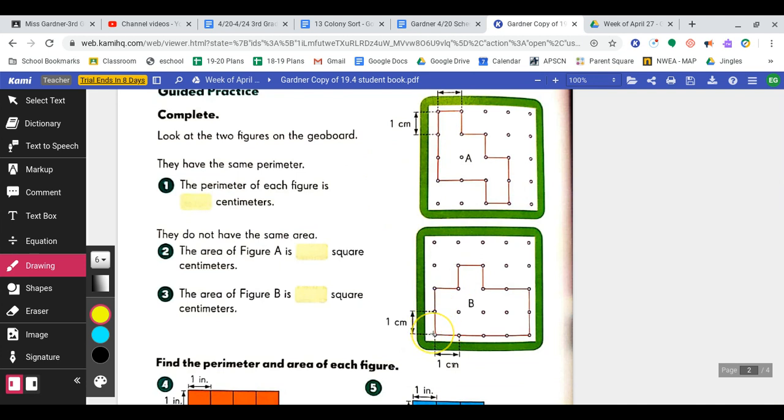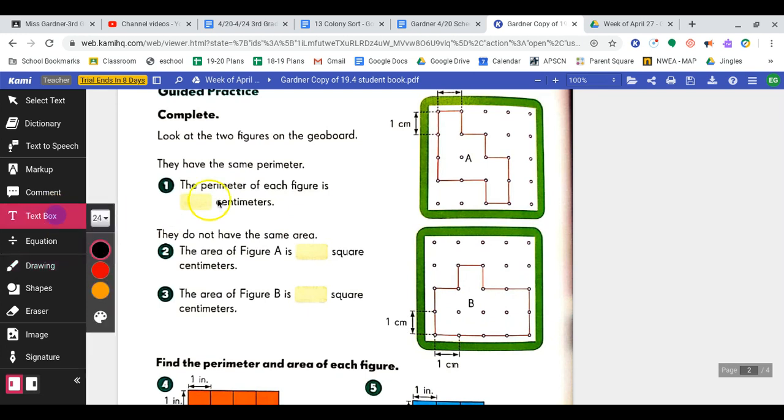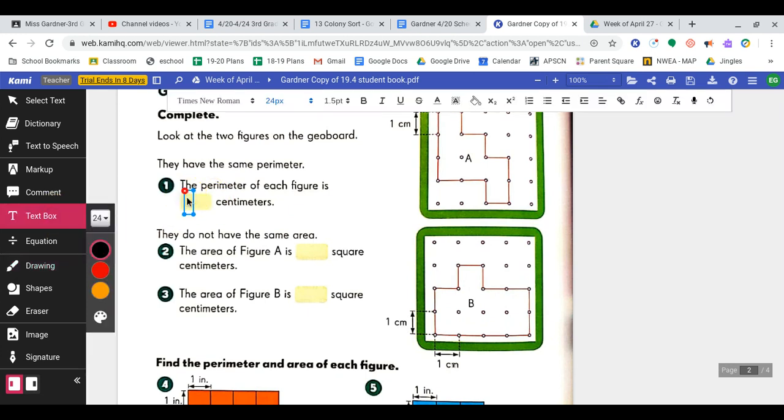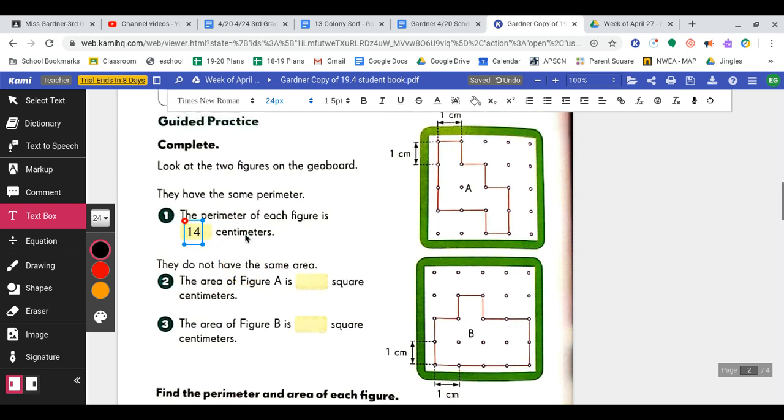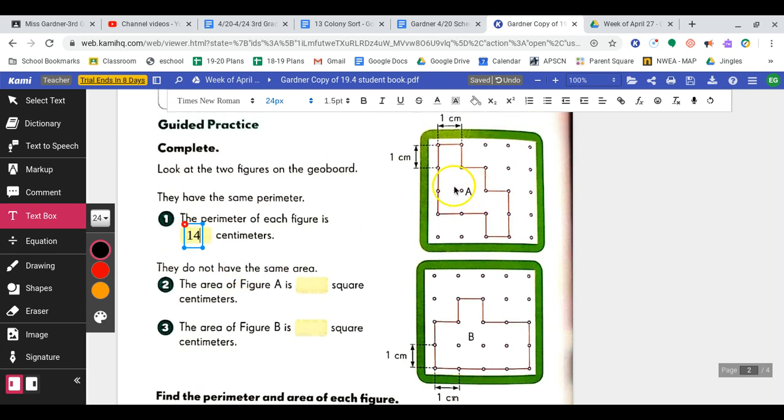And then we're going to assume this is the same, but let's double check. 1, 2, actually, let's go in the same direction. 1, 2, 3, 4, 5, 6, 7, 8, 9, 10, 11, 12, 13, 14. Yes, both of them are 14 centimeters, not square, but just 14 centimeters is their perimeter. How many centimeters is it all the way around? But they do not have the same area. They do not have the same amount of squares inside of it.